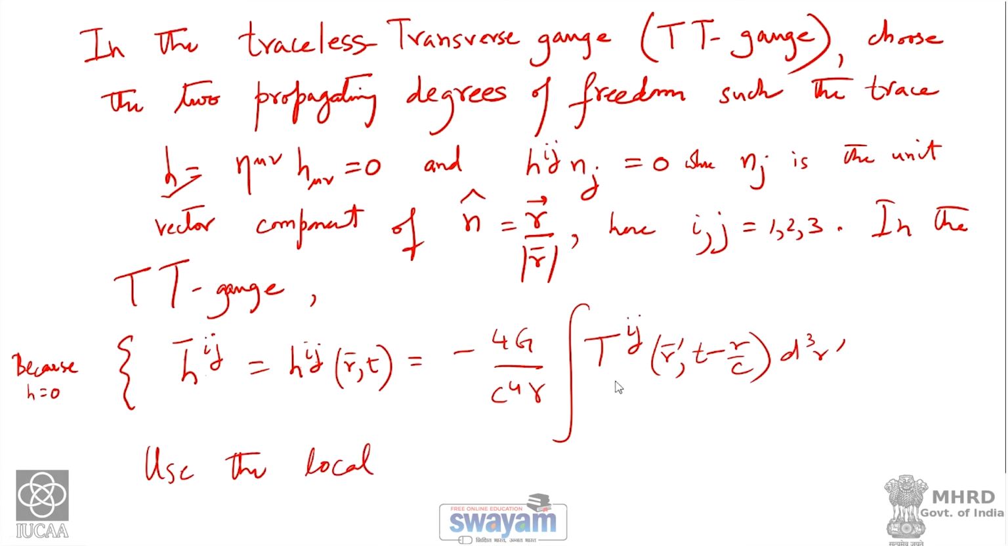Use the local conservation, which in our case is del T^{mu nu} by del x^nu is equal to 0. By using this, we can use this expression and obtain a formula which does not require the precise way the energy and momentum tensor vary across the body of the source. So, we will now use the local conservation to get the celebrated quadrupole formula, which was obtained by Einstein and later by Landau and Lifshitz.